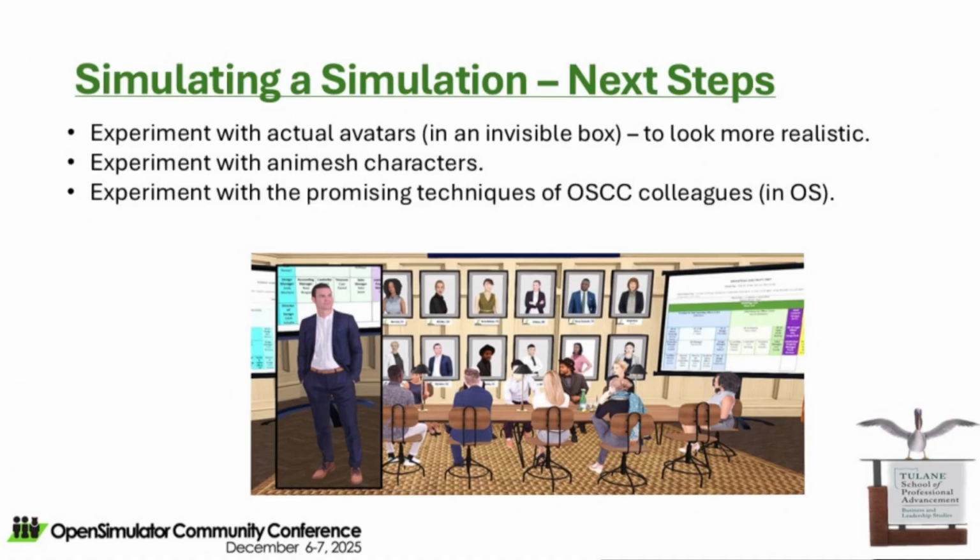My next experiments are going to be with actual avatars. There's no reason why I can't still create avatars and encase them in the invisible boxes, and that way they'll look a little more realistic. Shift their weight and things like that. Another alternative is to find some animesh characters or build some. And then I'm hoping to start to use this AI Talkmaster. That was such a fabulous presentation yesterday and shows a lot of promise for these AI characters.